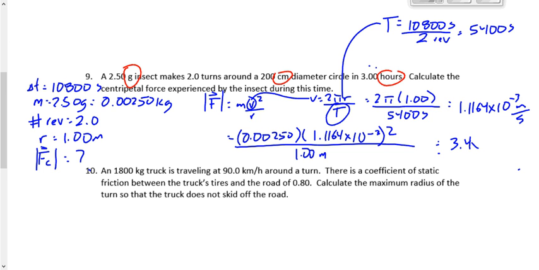Just seems so small. I mean, really, I should expect a small number. I just didn't expect quite that small. I should expect a small number because you've got a really, really light insect going really, really slow. How much force is required to keep this insect from falling off? Not much, right? In other words, the centripetal force is going to be pretty small here.